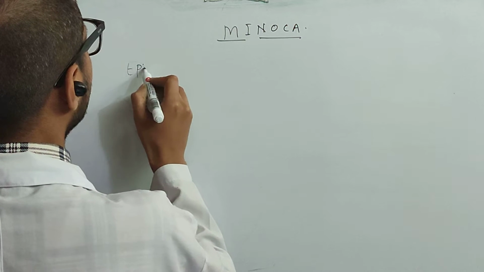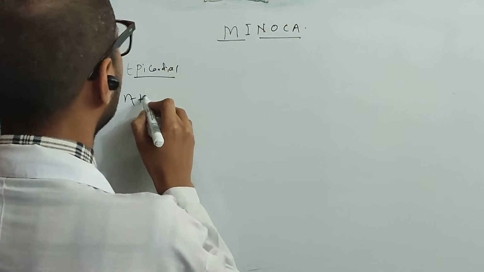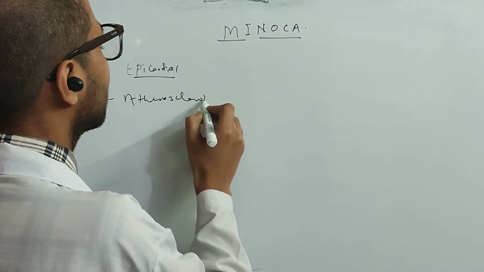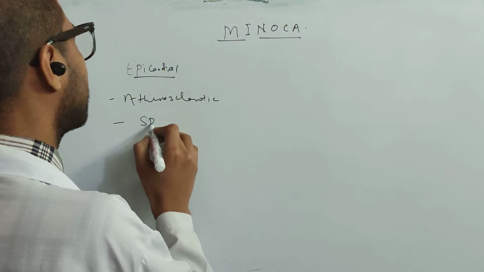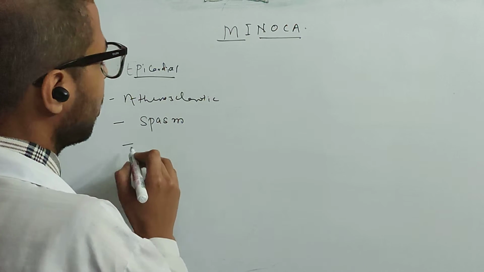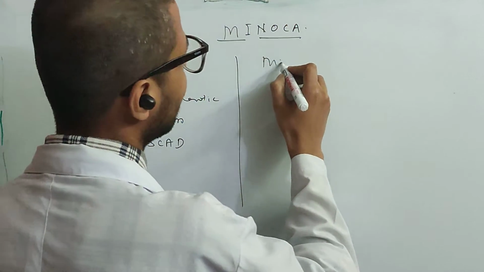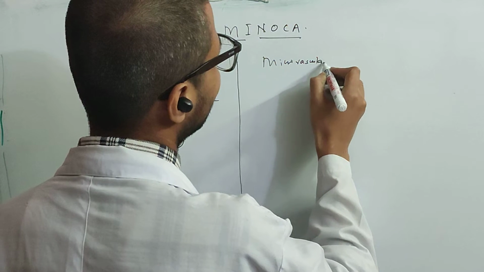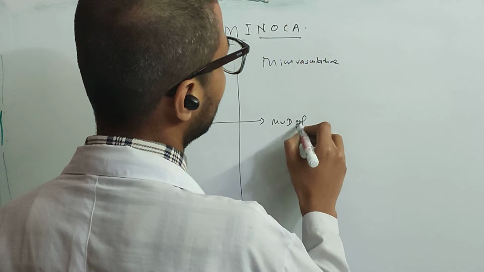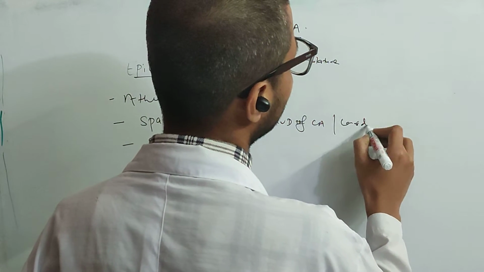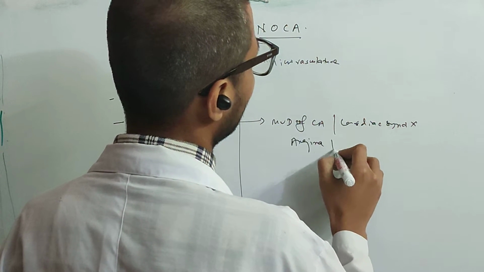So let me write this. Epicardial. Under epicardial, one is atherosclerotic plaque rupture, erosion or calcific deposit. Second is a spasm of the coronary artery. And third is a spontaneous coronary artery dissection. And under the microvasculature category, what I told you, analogous to a spasm is microvascular dysfunction of the coronary artery, that is also called cardiac syndrome X, or angina pectoris with normal coronary arteries.